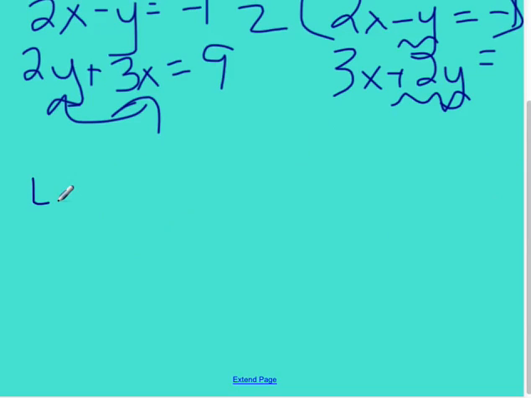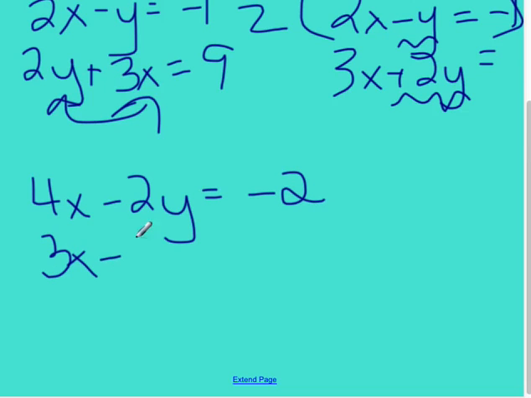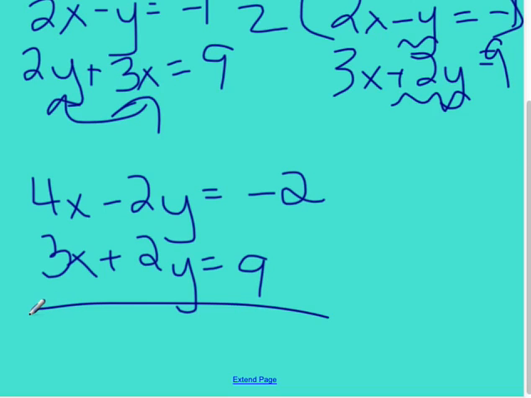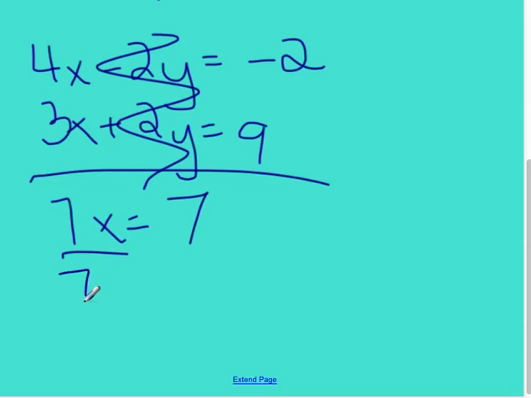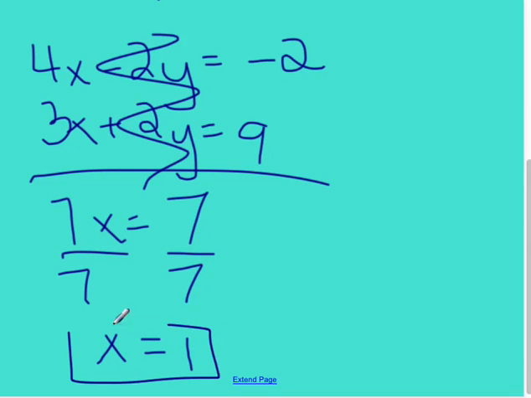So I'm going to multiply that first equation by 2. So I get 4x minus 2y is equal to negative 2. And then I get 3x plus 2y is equal to 9. So now I'm going to add down the columns. 3x plus 4x is 7x. My y's are going to cancel because I have negative 2y plus 2y, and negative 2 plus 9 is going to be 7. So I'm going to divide both sides by 7, and I get that x is equal to 1. So my first number is 1.